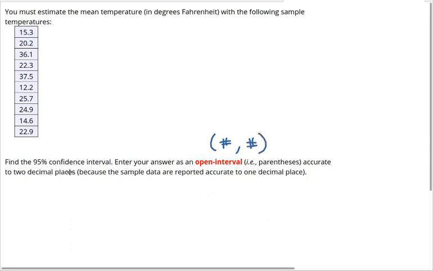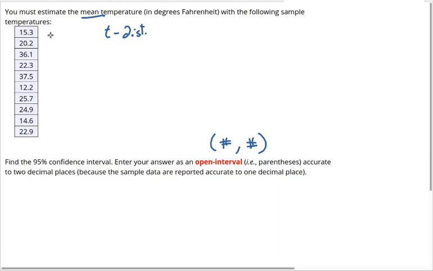Accurate to 2 decimal places because sample data is reported to 1 decimal place. So if you look at all this sample data, the most decimal places anything has is 1 decimal. So we were given some temperatures. We're asked to estimate the mean temperature. So that tells us that we're going to be using the T distribution.